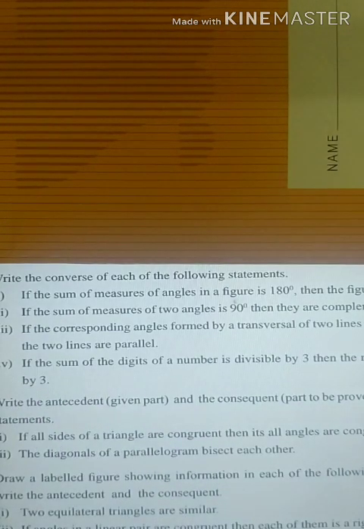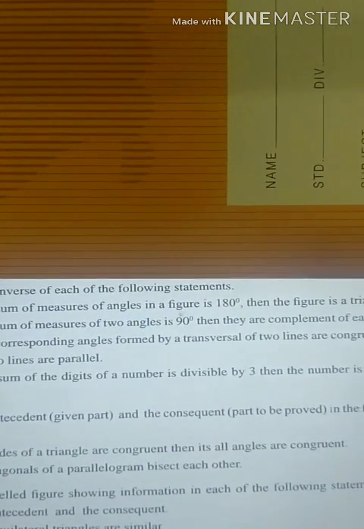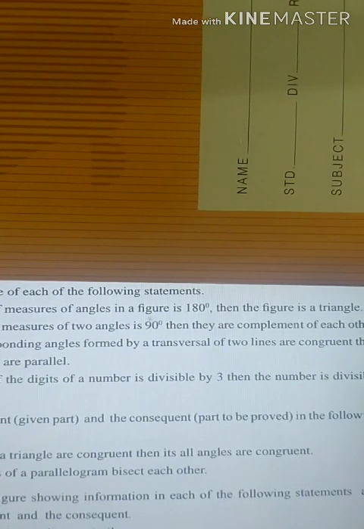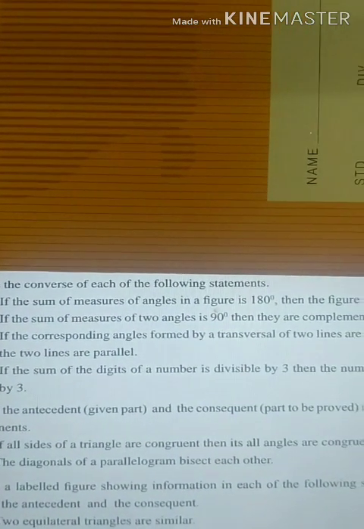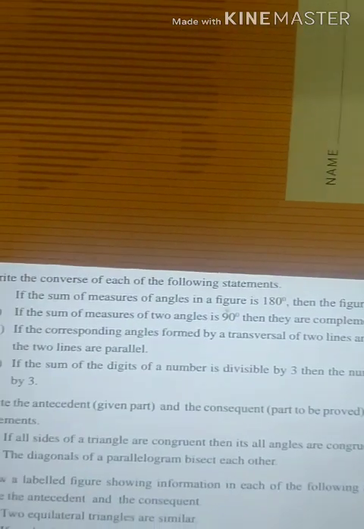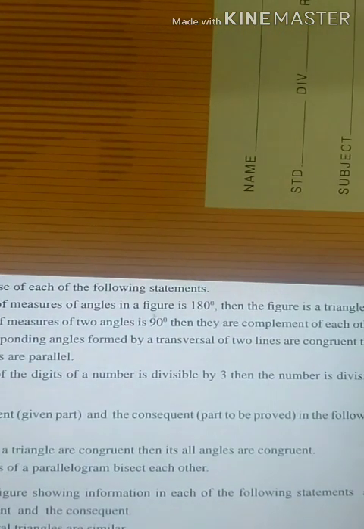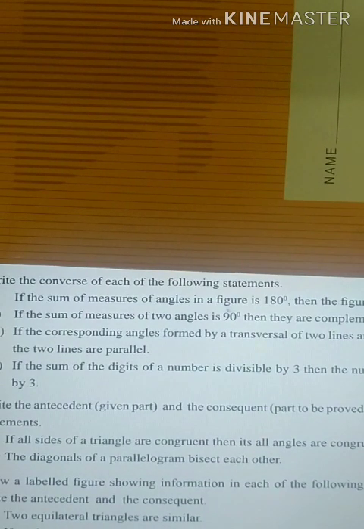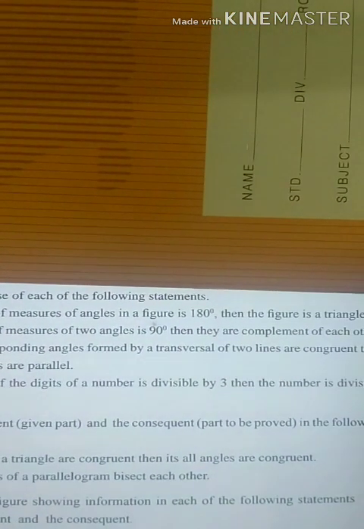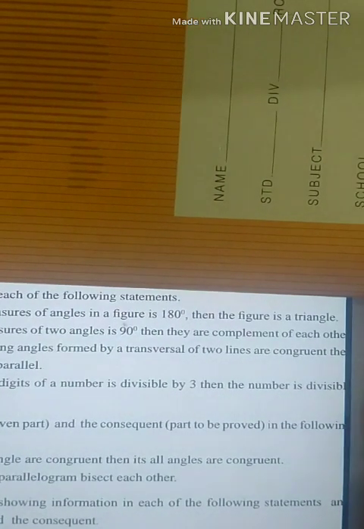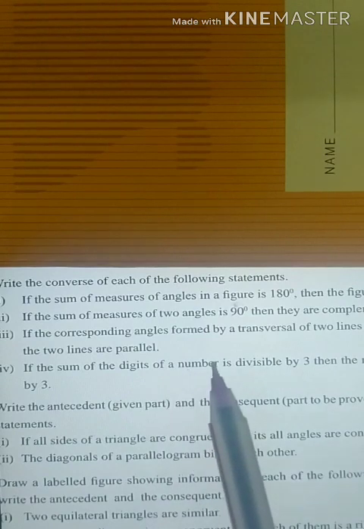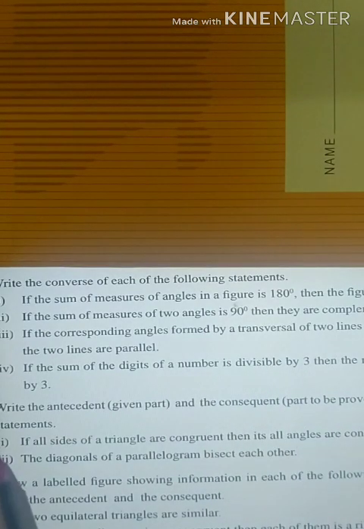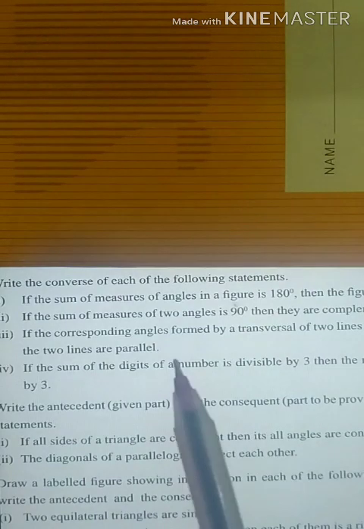Now the last one. If the sum of the digits of a number is divisible by 3, in your 6th standard we have done this divisibility test, then the number is divisible by 3. So how will you frame it as converse? What is coming after then? That you put as first. If the number is divisible by 3, then the sum of the digits of a number is also divisible by 3. Even if you don't put that also, you will get the marks.